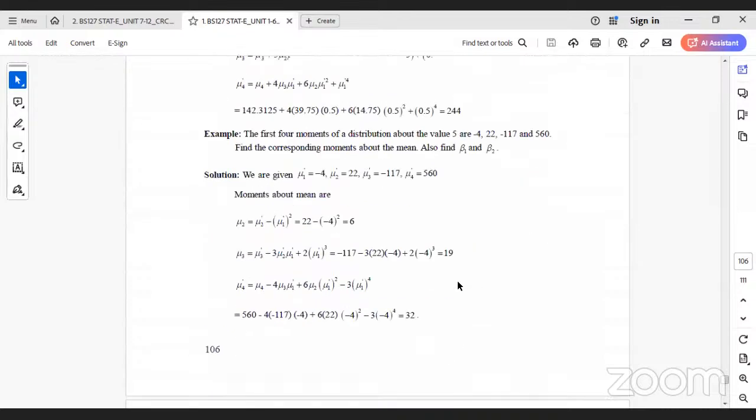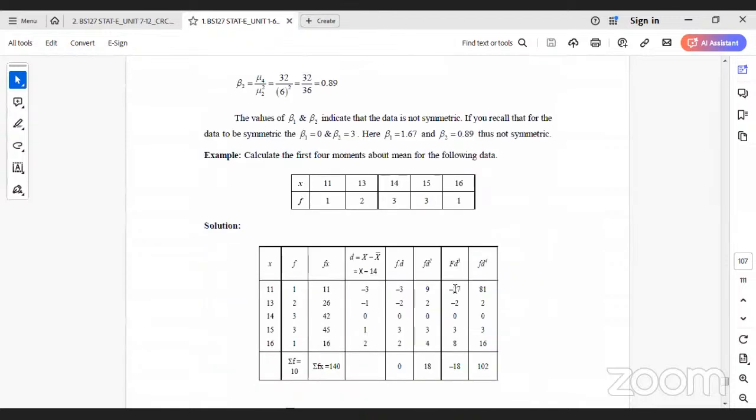సో the same problem, the first 4 moments ఇది ఇచ్చాడు. ఇది హోంవర్క్ చేయండి. ఇది కింద ఒకసారి చెప్తాను. ఇది x and f ఫ్రీక్వెన్సీ ఇచ్చాడు. The first 4 moments about the mean and the following data. x is 11, 13, 14, 15, 16 and f is 1, 2, 3, 3, 1.